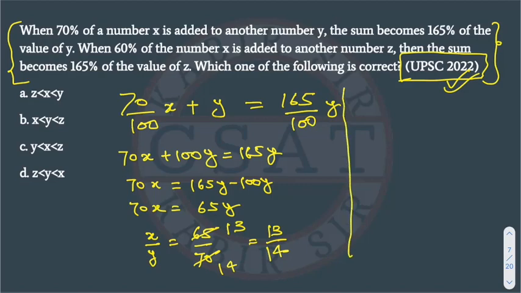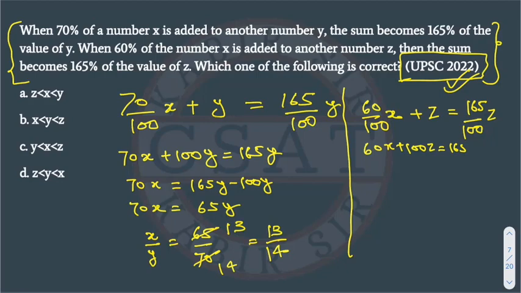Now we will read the other part. When 60% of the number x is added to another number, Z, then the sum becomes 165% of the value of Z. Now we will solve this equation, right? So it will become 60x plus 100z is equal to 165z.